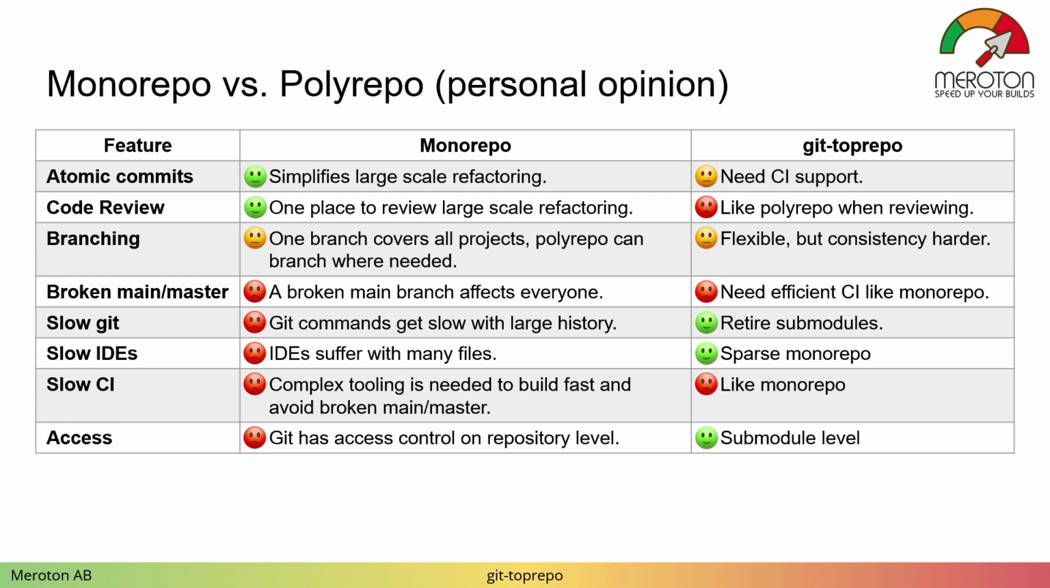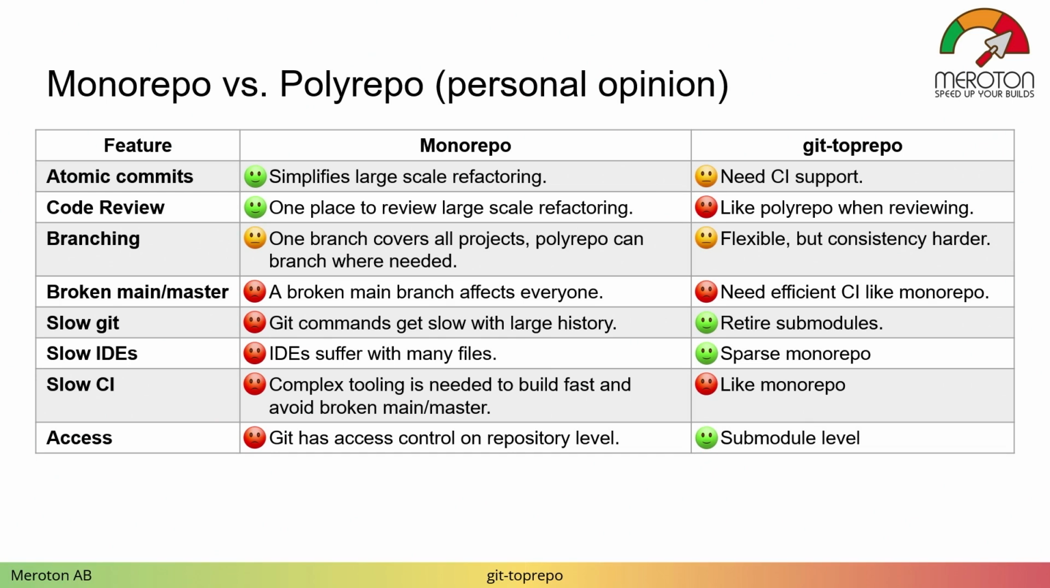Branching, well, one branch that covers all the projects may not be wanted in the monorepo, but it might show as well what you have. I don't want to branch that thing, but, well, it doesn't really matter. In a polyrepo, you can actually branch wherever it's needed, but it's kind of a mix, plus minus, I don't know.